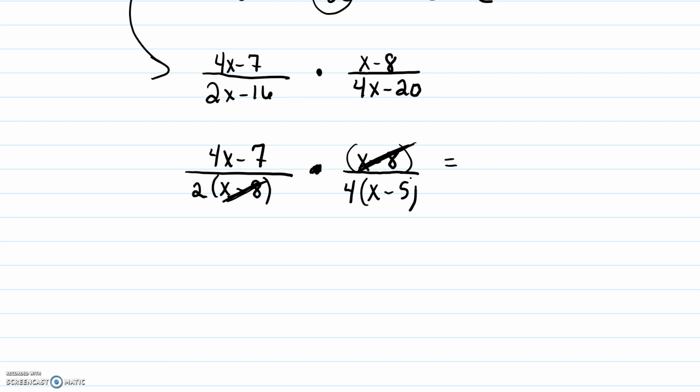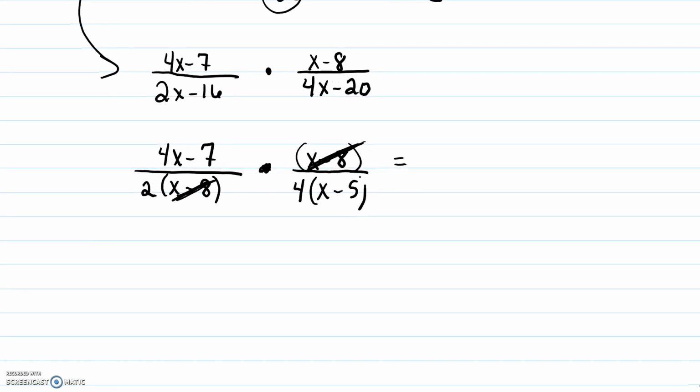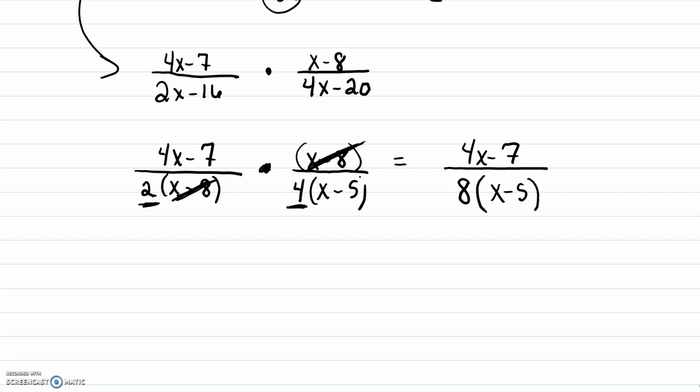So we're going to go ahead and write what we have left over. In the top we have a 4x minus 7. In the bottom we have a 2 and a 4. Since this is a product, we're going to take 2 times 4 and go ahead and write that as 8. And then just bring over our x minus 5. And that one is finished.